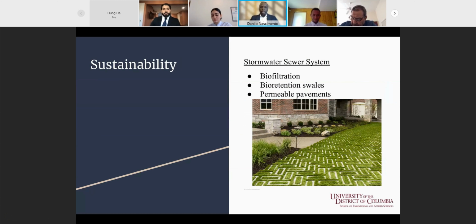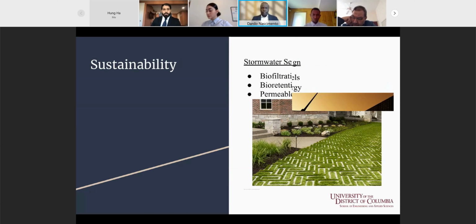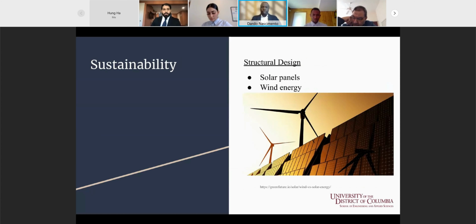For the stormwater sewer system, we decided to go with biofiltration, bioretention swales, and permeable pavements that help us control runoff a little bit better. Next slide, please. For structural design, we decided to go with solar panels and wind energy as our main sources of energy for residential areas. Next slide, please.